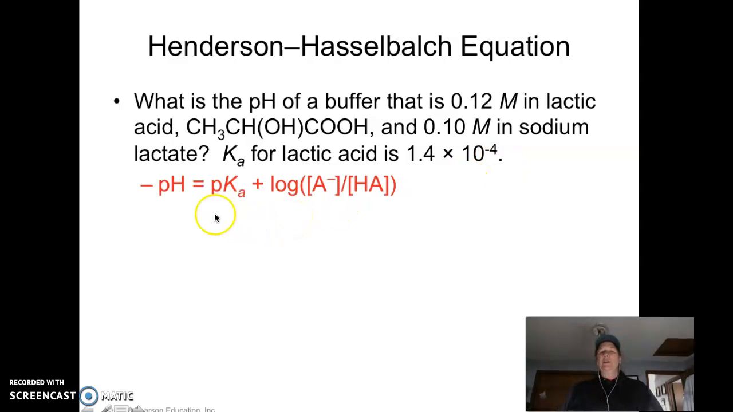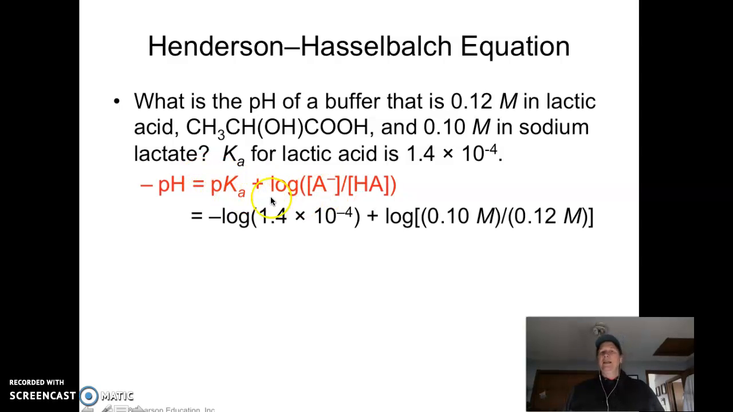First thing we have to do is find our pKa. All you have to do is take the log of this number. If you don't want to do that, just look on the chart that I gave you. Find lactic acid. It'll say this for the Ka, and next to it another column says pKa. Put that number there. And then we take the log of the sodium lactate, which was 0.1, over the original acid. It's always going to be the buffer over the original.